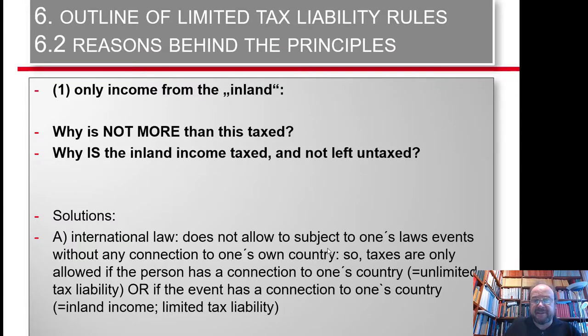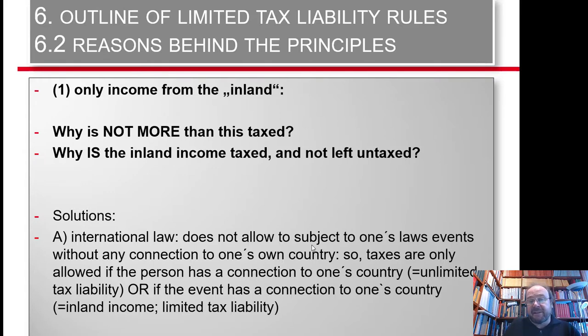So let us first think about why limited tax liability only taxes income from the inland. So why do we not tax more of what foreigners have? So why no worldwide taxation of foreigners? And the second question is then, why is the inland income taxed and not left untaxed?